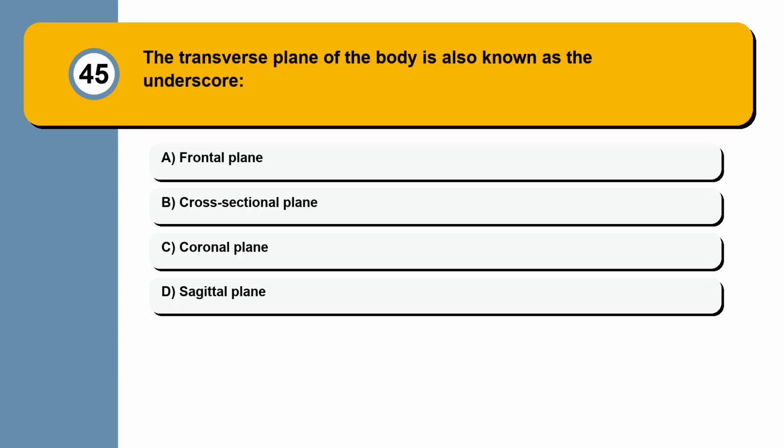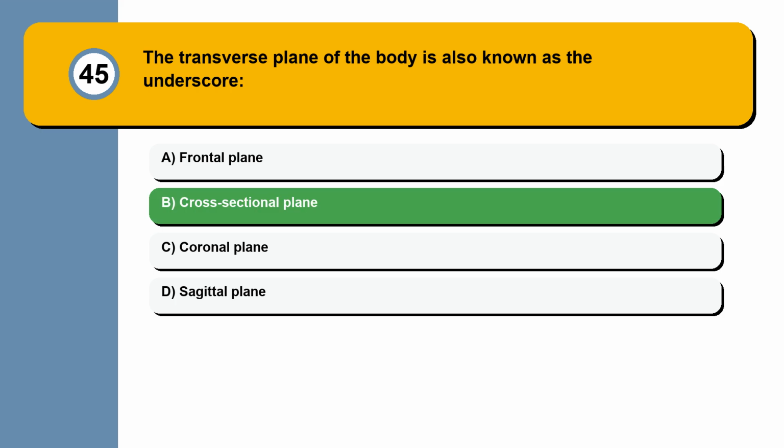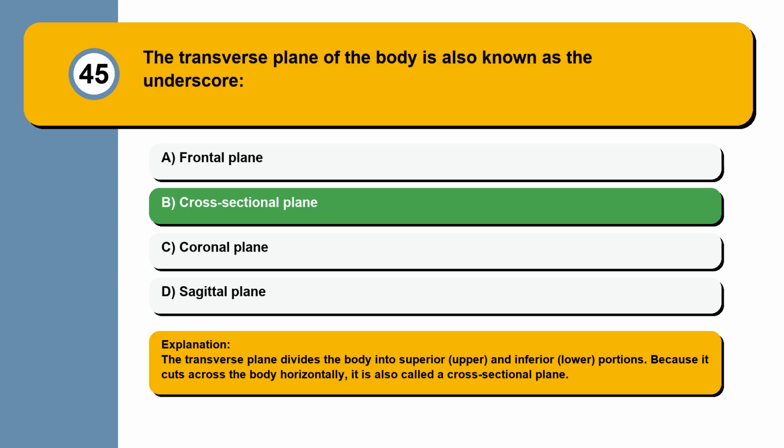Question 45. The transverse plane of the body is also known as the blank. Here are your options. Option A, frontal plane. Option B, cross-sectional plane. Option C, coronal plane. Option D, sagittal plane. The correct answer is option B, cross-sectional plane. Explanation. The transverse plane divides the body into superior, upper, and inferior, lower, portions. Because it cuts across the body horizontally, it is also called a cross-sectional plane.